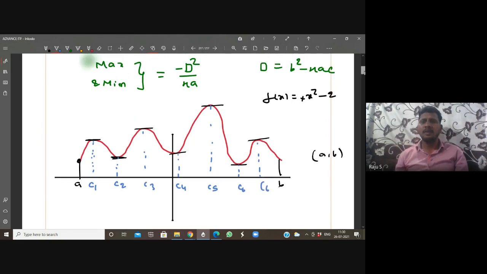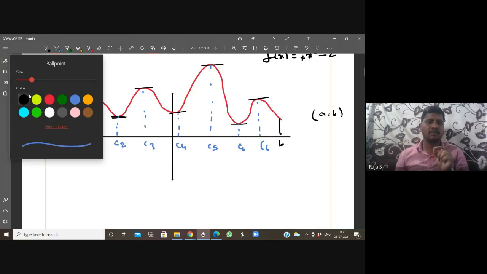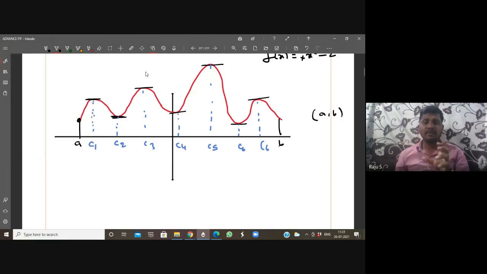We can divide the given interval AB into sub-intervals: A to C1, C1 to C2, C2 to C3, C3 to C4, like that. C1, C2, C3, C4, C5 represent the points of maxima and points of minima. At C1, we get the value f of C1. At C2, we get f of C2, let us take that as Y1. This is Y2, like that.